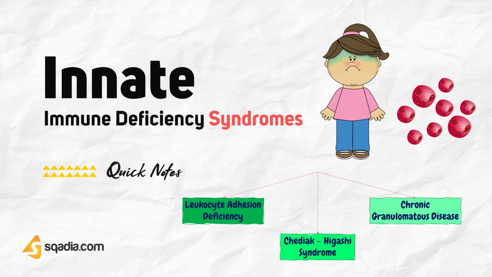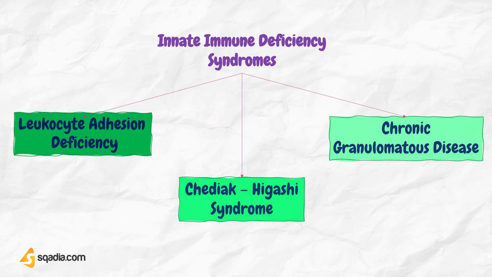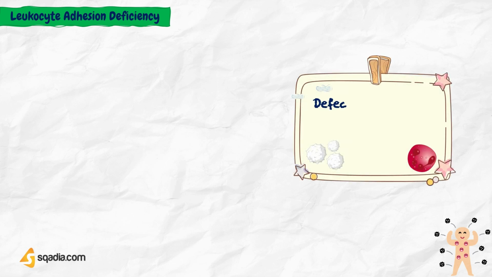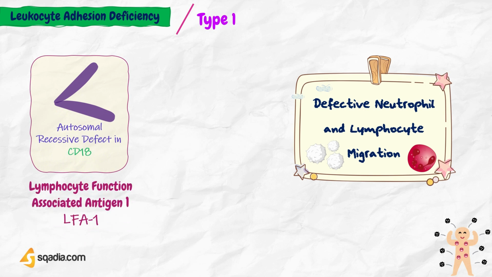In this section, we're talking about immune deficiency syndromes that involve the innate immunity. First up, we have leukocyte adhesion deficiency. People with this disorder have defective neutrophil and lymphocyte migration. The most common type of leukocyte adhesion deficiency is known as type 1, and in this, there is an autosomal recessive defect in CD18.